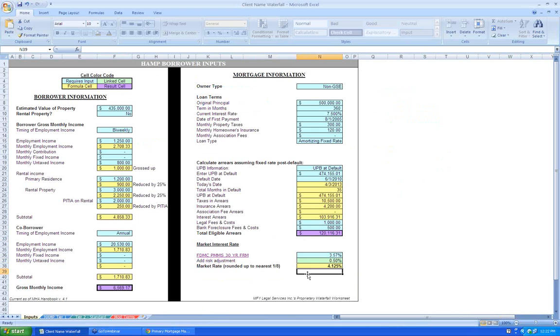The risk adjustment is related to HAMP Tier 2. And that's right now set by Treasury guidance at 0.5. They might change it at some point. When they do, we'll update the sheet. So that's for non-GSE loans, if you don't have a Fannie Mae or Freddie Mac.